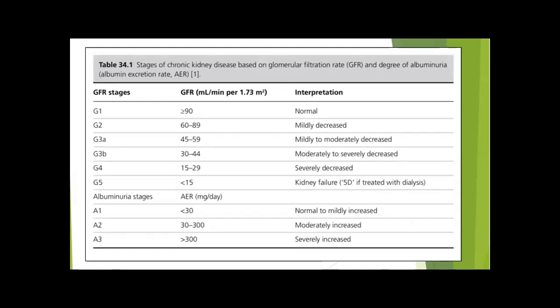Stages of chronic kidney disease are based on the GFR and albumin excretion rate. G1, more than 90, is normal. G2, 60 to 89, mildly decreased. G3A, 45 to 59, mildly to moderately decreased. G3B, 30 to 44, moderately to severely decreased. G4, 15 to 29, severely decreased. G5, less than 15, kidney failure. G5 is treated with dialysis. Albuminuria stage A1, less than 30, is normal to mildly increased, A2, 30 to 300, moderately increased, and A3 is more than 300, severely increased.